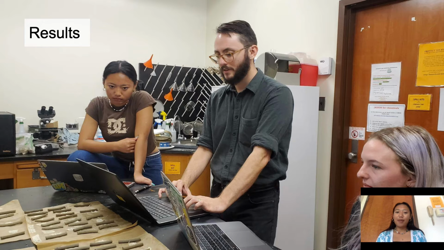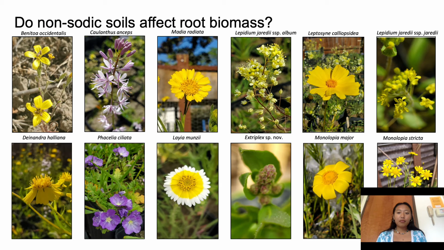Now I will be talking about my results. We conducted a general linear model analysis for each of these 12 Vertic clay annuals in the soil chemistry study, with soil type as an abiotic factor, which included acidity and coal, and competition as a biotic factor. We first analyzed the effect of non-sodic soils.